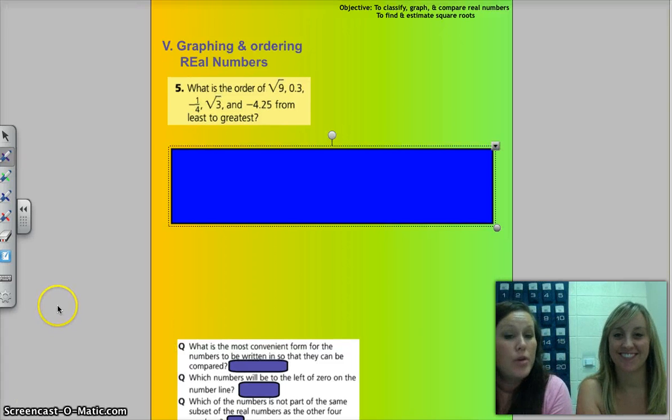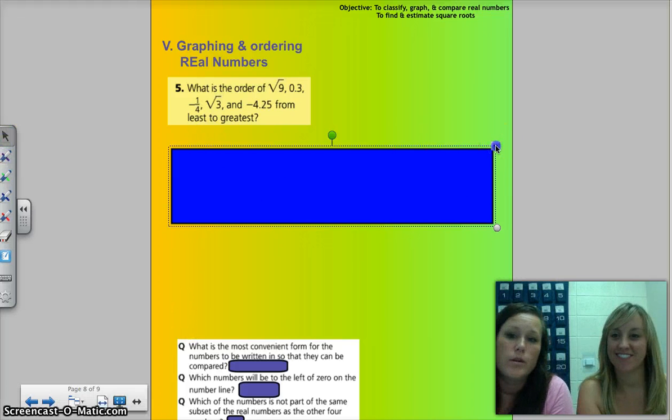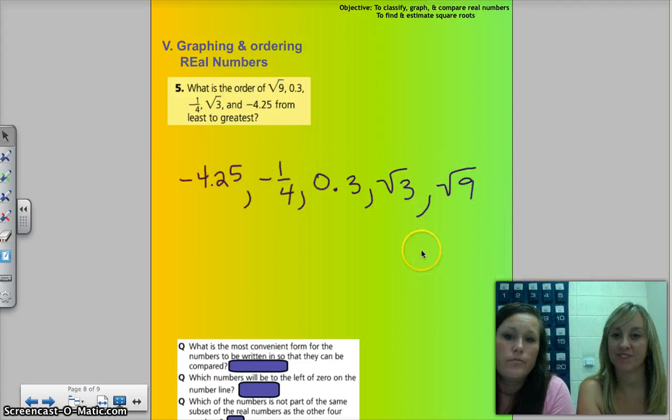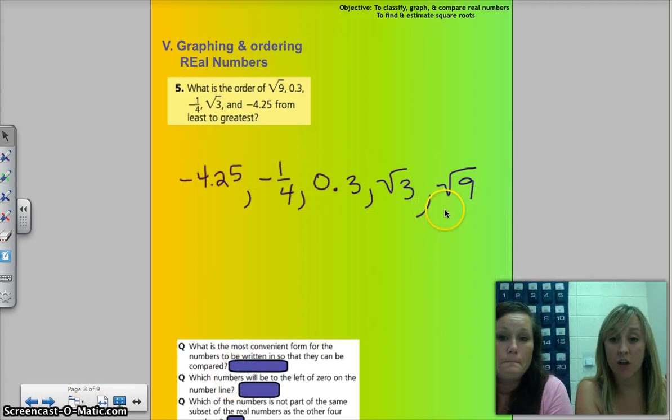Okay, gang, I hope you have your answer. You should have put it in the following order. Okay, so remember you have to write it in the form that you originally saw it in. So negative 4.25 is the least. We wrote it in order all the way up to square root of 9.